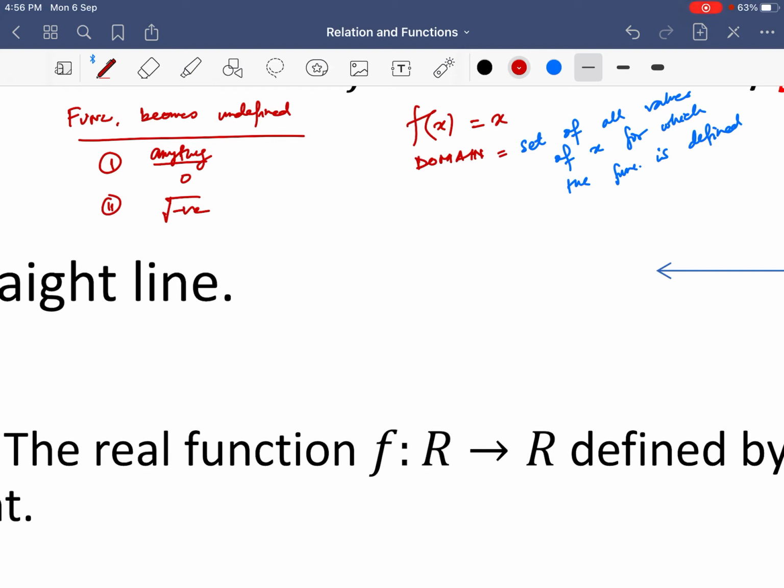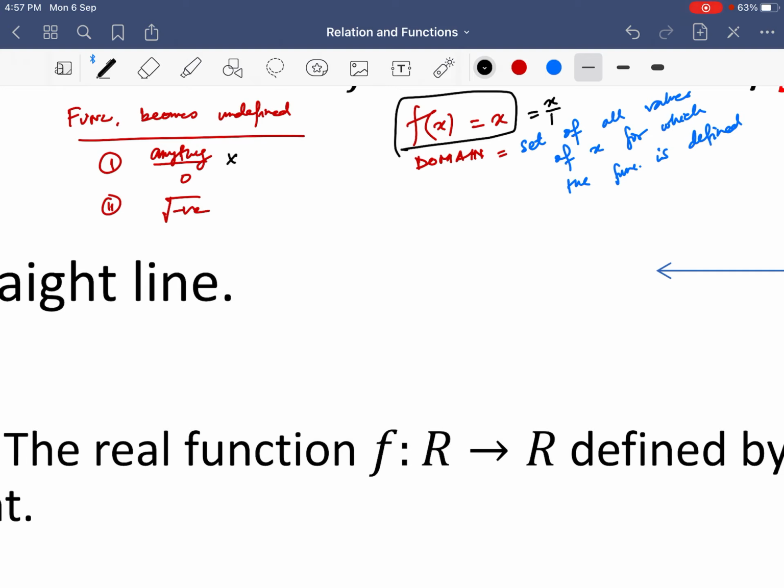So if you look at this carefully, f(x) = x, we can write this as x/1. When I am writing x/1, the denominator will never become 0, because it's 1, and 1 cannot be equal to 0 because it's a constant. How can 1 become 0? So this criterion is gone.